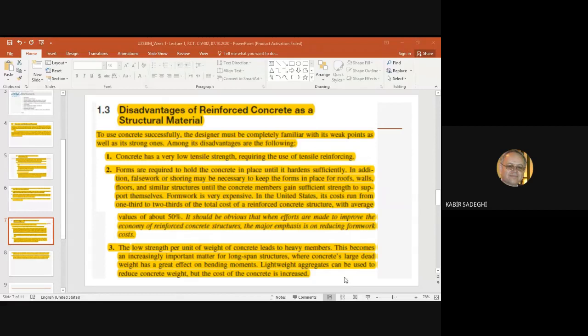Okay, heavier means that it imposes more vertical load as dead load. And also when we have an earthquake, because earthquake force is proportional to the mass of the building, we have more forces on reinforced concrete structures. Because it's heavy, it's not good for earthquake. It's not good in designing for vertical loads.